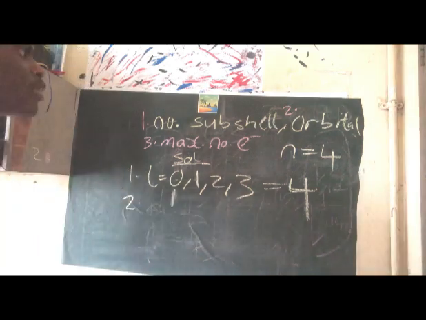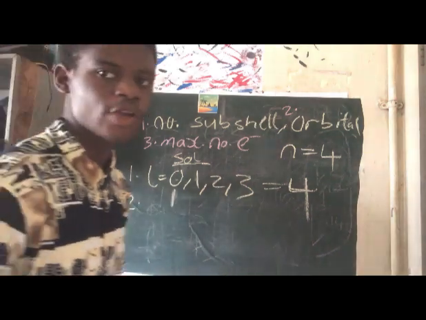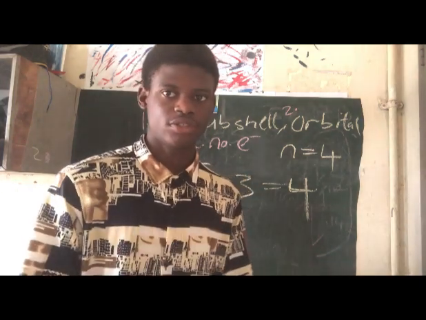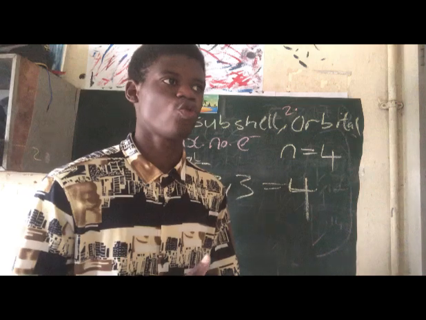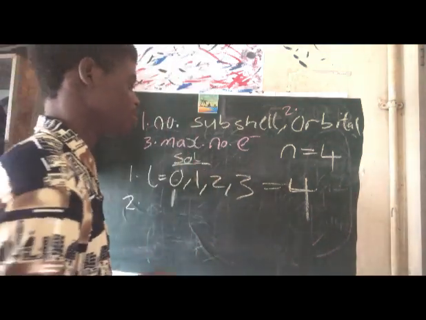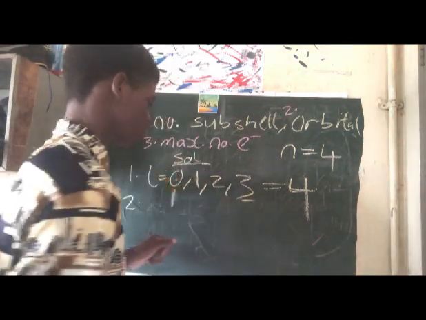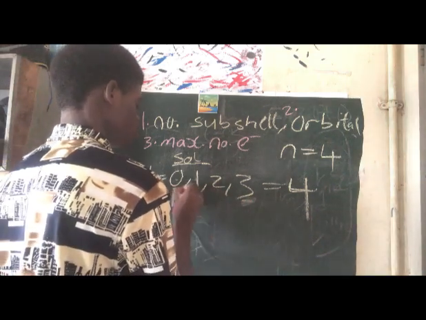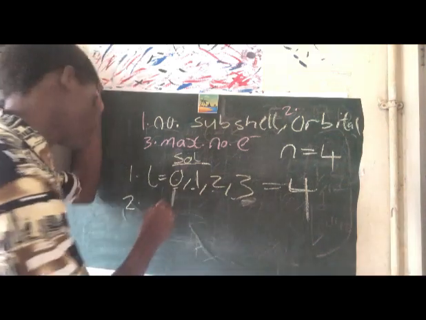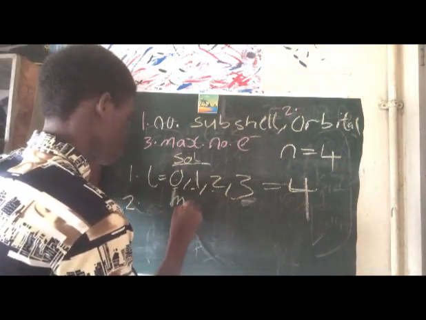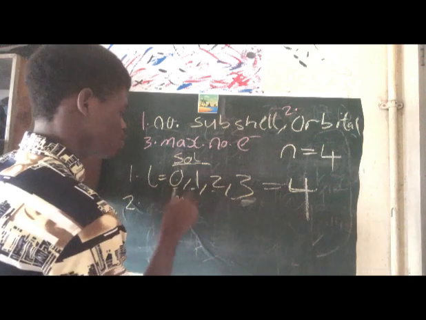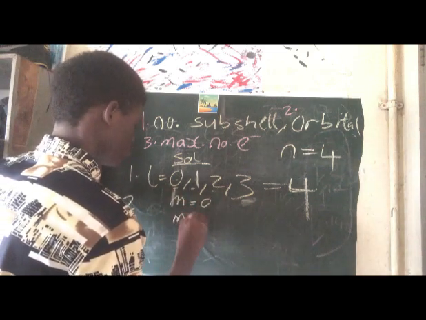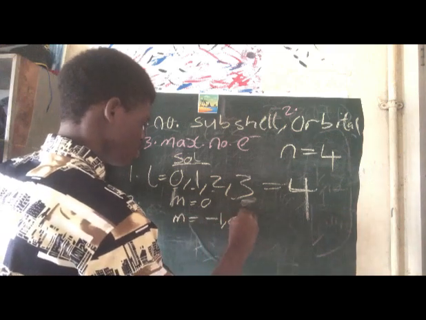Question number 2. They said how many orbitals. Now to find orbitals, we are going to move away from azimuthal quantum number and go to magnetic quantum number. So azimuthal quantum number, where did it stop at? It stopped at 3, right? So it went from 0, 1, 2, 3. So for magnetic quantum number, when L is equal to 0, magnetic quantum number is 0. When L is equal to 1, magnetic quantum number is minus 1, 0, 1.